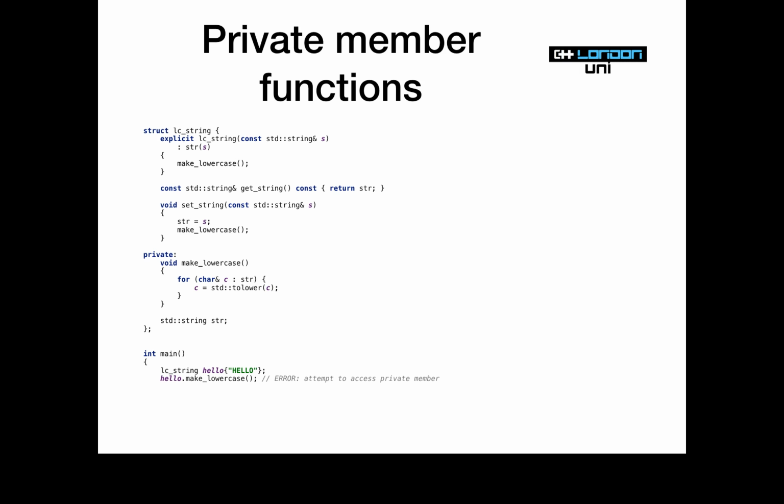And so, just as before, if we try to explicitly call this make lowercase function, there's going to be a compiler error. It's going to say, no, this function is private, you're not allowed to access it. But within our own member functions, within setString, within the constructor, it's fine, because it belongs to us. We can call it. But outside of this class, outside of this struct, we're not allowed to access it or call it.